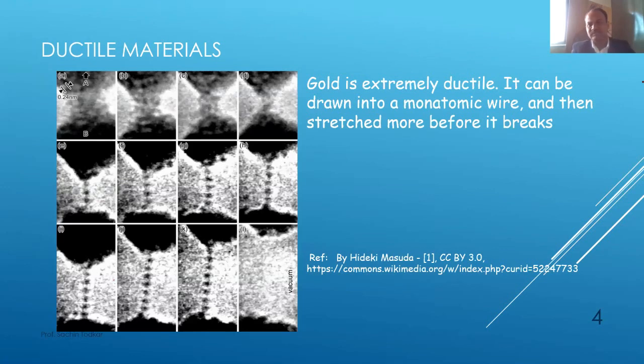Gold is extremely ductile. It can be drawn into a monoatomic wire. Monoatomic means it is nearly equal to 0.24 nanometer kind of wire we can stretch before breaking, and we can do that in vacuum. This type of wire drawing can be done in vacuum.